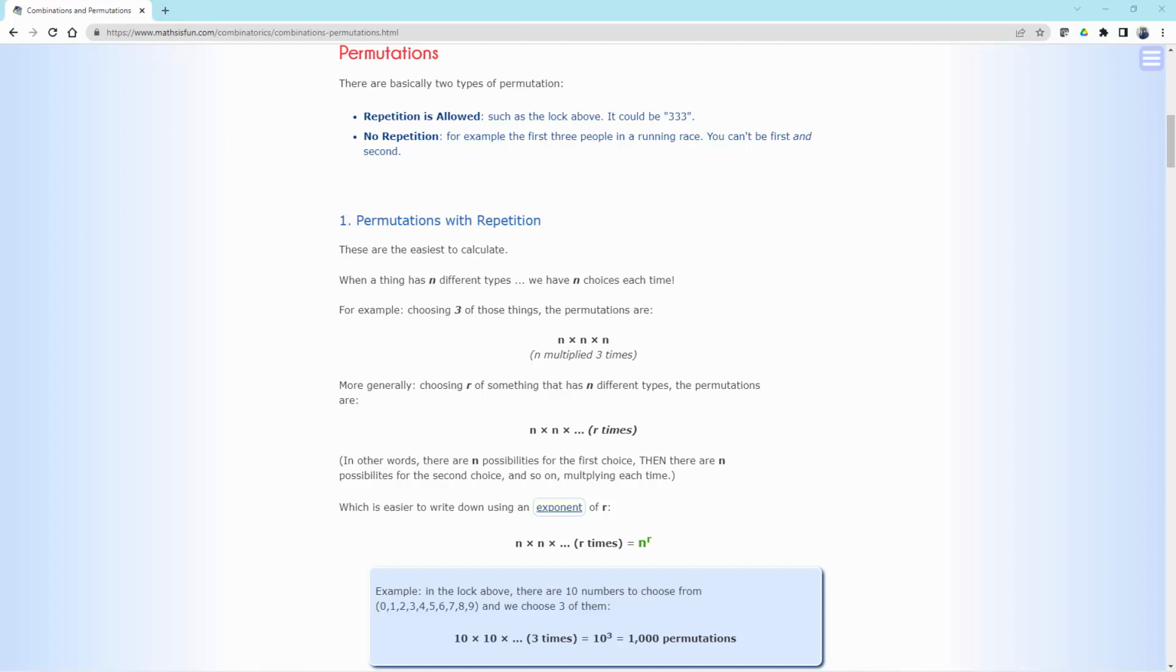For example, if the first dial is a 3, the second dial can be a 3, and the third dial can be a 3. So we have a situation here where we have a simple lock with 3 different sets of numbers on it, each between 0 and 9. We have a permutation where repetition is allowed.